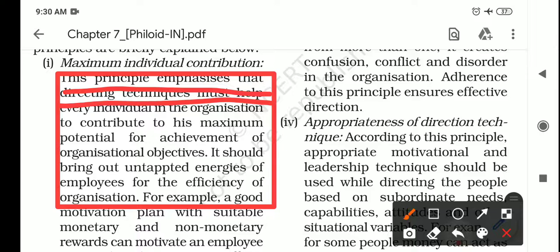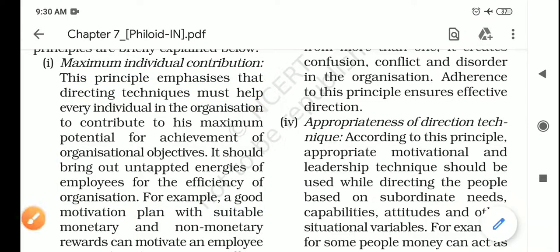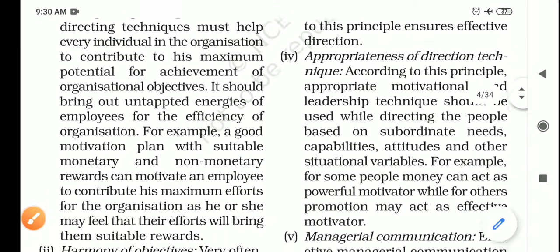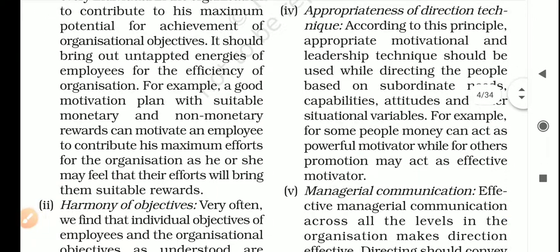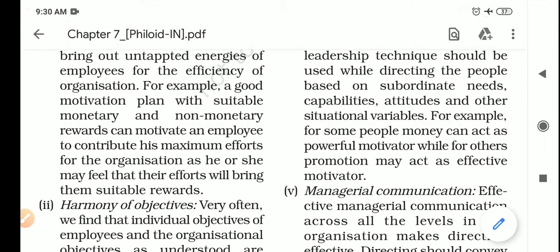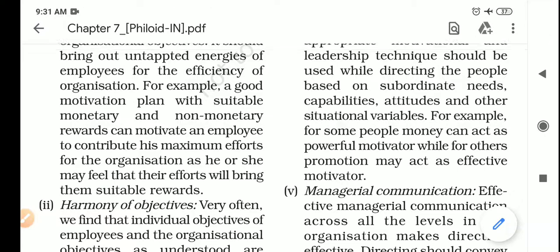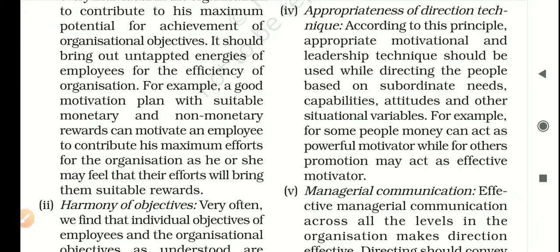So let us move to the second point, and before that let us read one example for this. A good manager or a good motivation plan with suitable monetary and non-monetary rewards can motivate an employee to contribute his maximum efforts for the organization, as he or she may feel that their efforts will bring them suitable rewards.